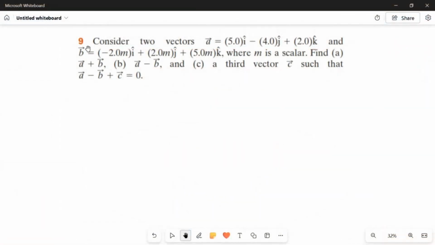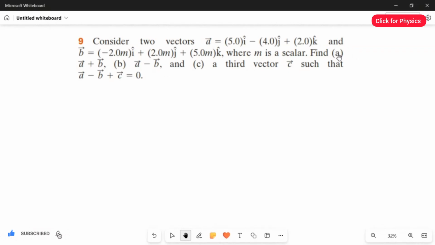Problem number 9. Consider two vectors, vector A equal to 5 i cap minus 4 j cap plus 2 k cap, and vector B equal to minus 2m i cap plus 2m j cap plus 5m k cap, where m is a scalar. Now we have to answer three questions.